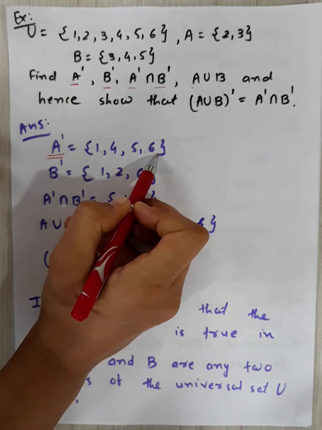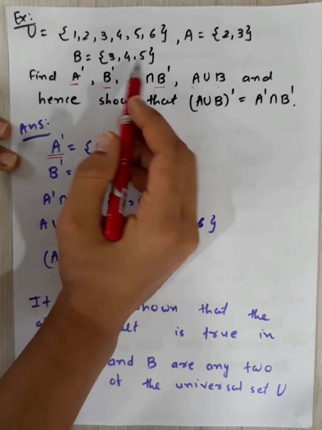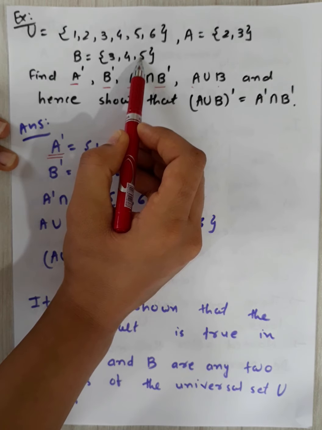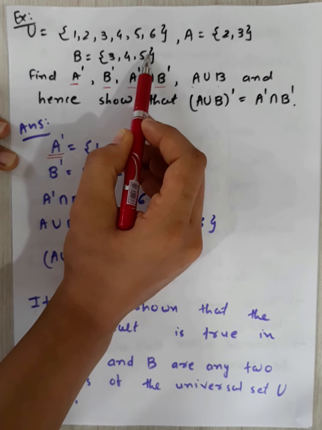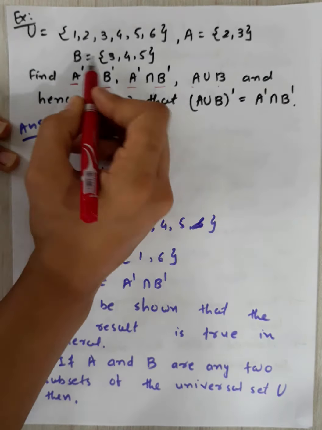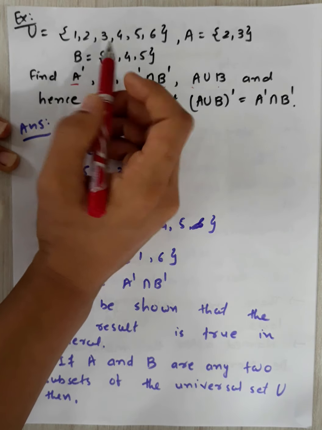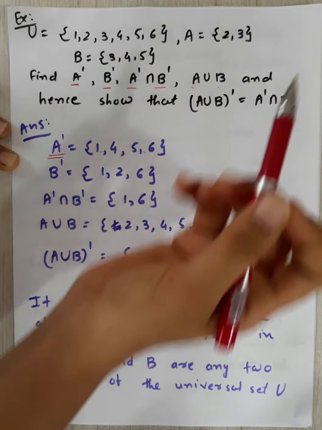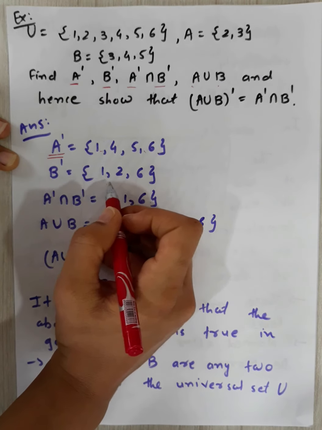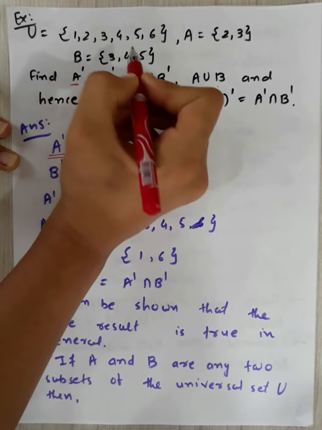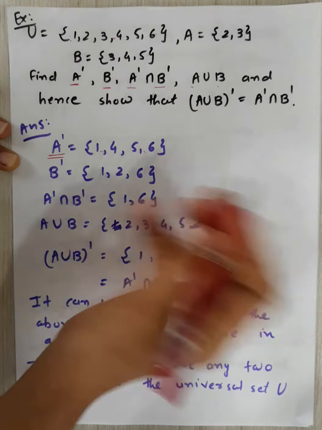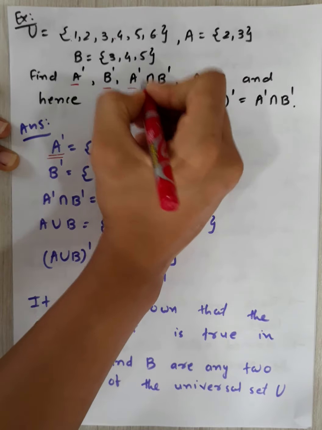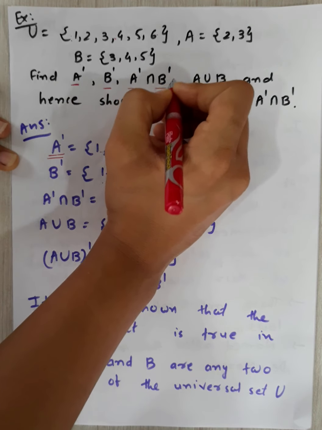Now the second is B dash. B dash means all the elements of U apart from 3, 4, 5. 3, 4, 5 is not an element of B dash because it is already in B. So all the elements of U which are not present in B. So B dash is equal to {1, 2, 6}. Then you have to find A dash intersect B dash.